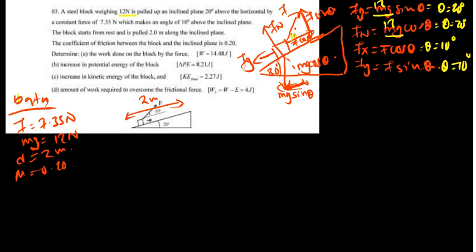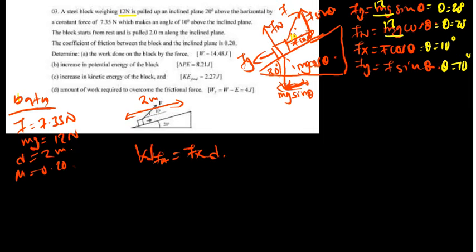Part A is saying determine the work done on the block by the force. When they say the force, as I mentioned last time, they are just asking about the work done by the applied force. So which one is the applied force? The work done by the applied force is going to be the force there, Fx, times d.